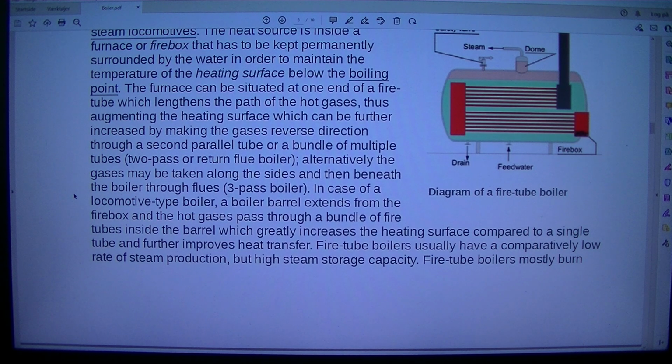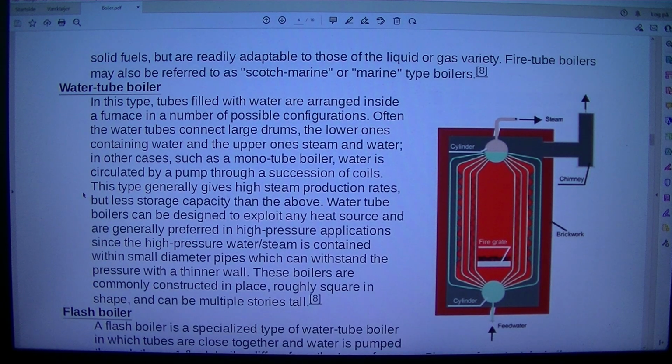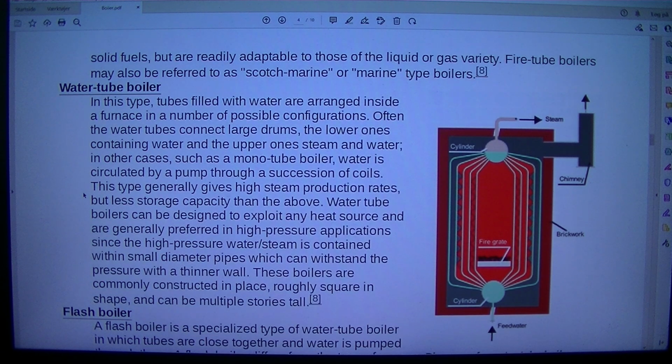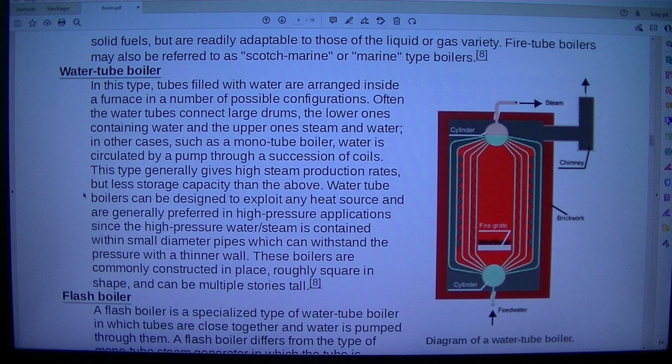3-pass boiler. In case of a locomotive type boiler, a boiler barrel extends from the firebox and the hot gases pass through a bundle of fire tubes inside the barrel, which greatly increases the heating surface compared to a single tube and further improves heat transfer. Fire tube boilers usually have a comparatively low rate of steam production, but high steam storage capacity. Fire tube boilers mostly burn solid fuels, but are readily adaptable to those of the liquid or gas variety. Fire tube boilers may also be referred to as Scotch marine or marine type boilers.